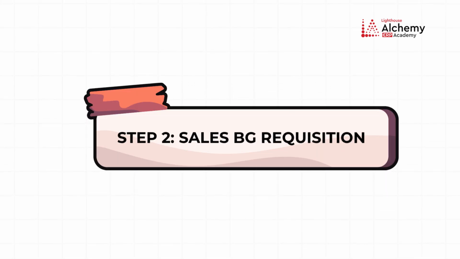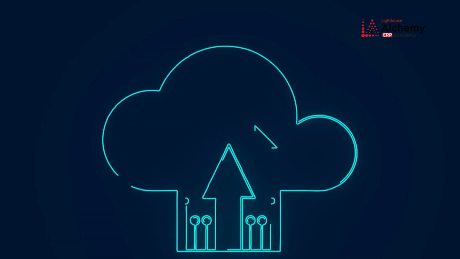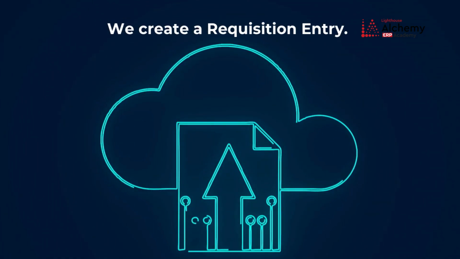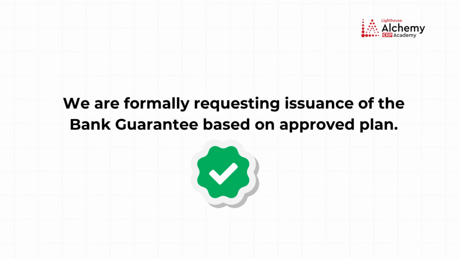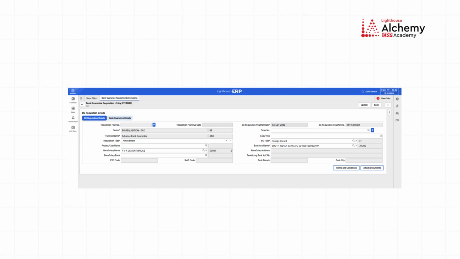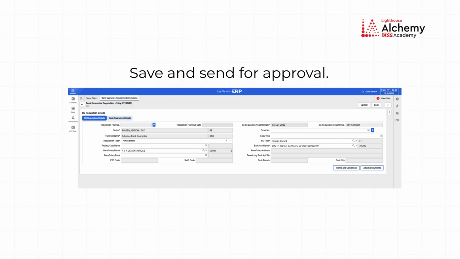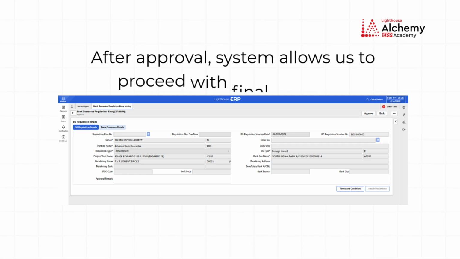Step 2. Sales BG requisition. Next, we create a requisition entry. This means we are formally requesting issuance of the bank guarantee based on the approved plan. Here we enter reference plan, amount, validity, bank details. Save and send for approval. After approval, the system allows us to proceed with final issuance.